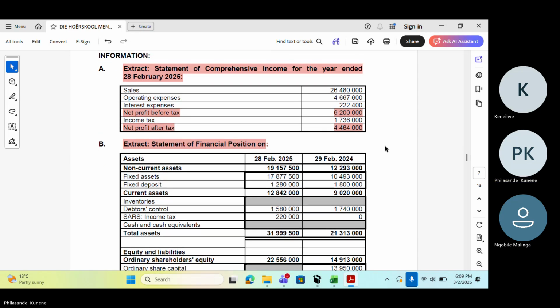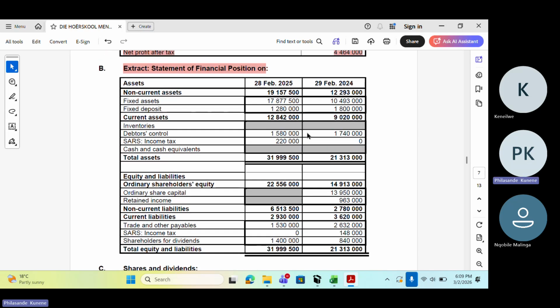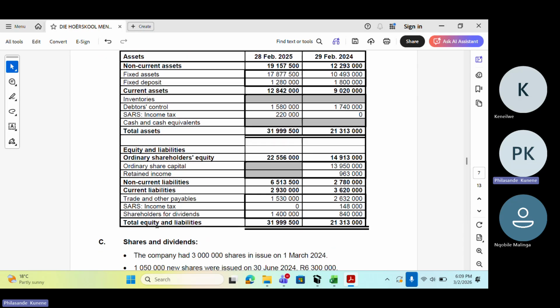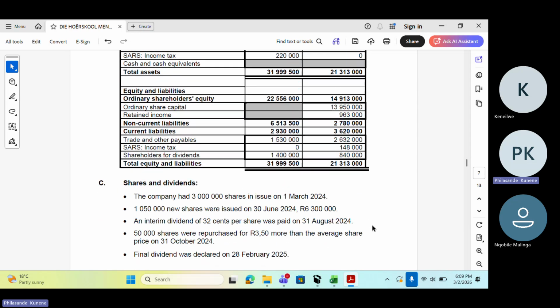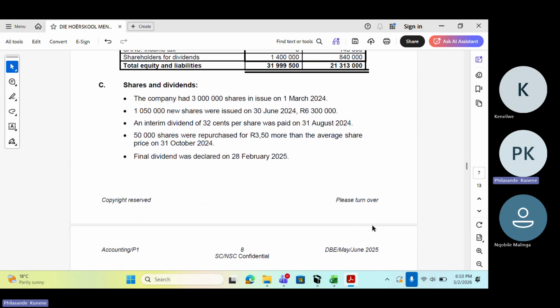Okay. Then they gave us an extract from the statement of financial position. Current assets, non-current assets, we have current assets here, with total assets. We have equity and liabilities: ordinary shareholders' equity, non-current liabilities, and the current liabilities. So some of the information that is sitting here will be used on the cash flow statement.